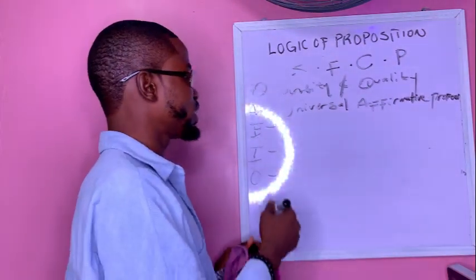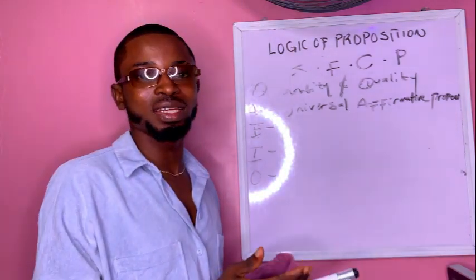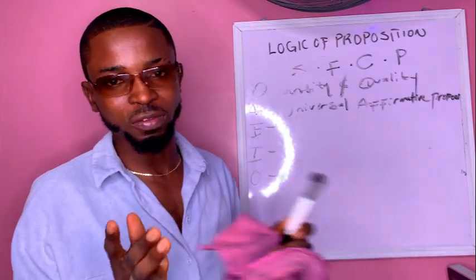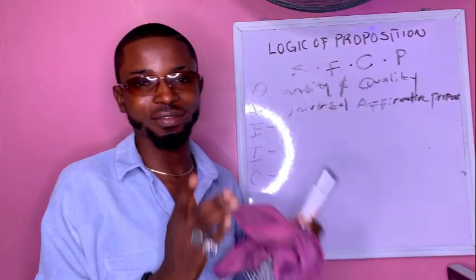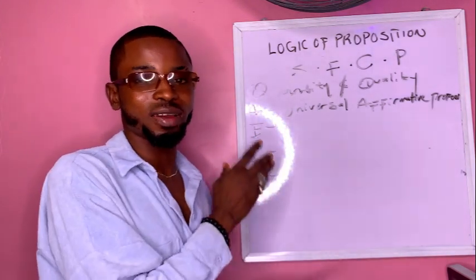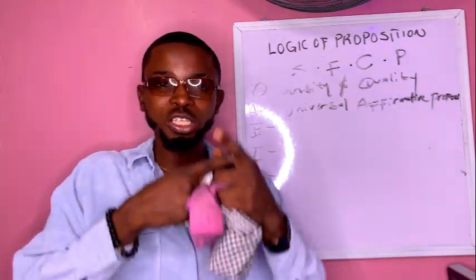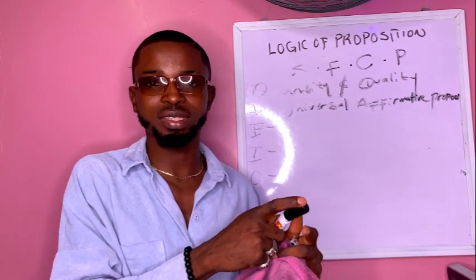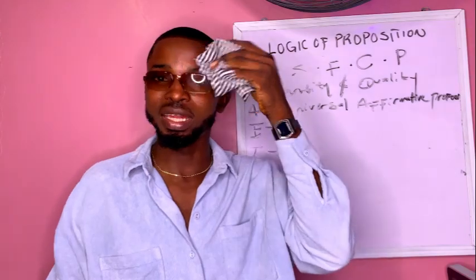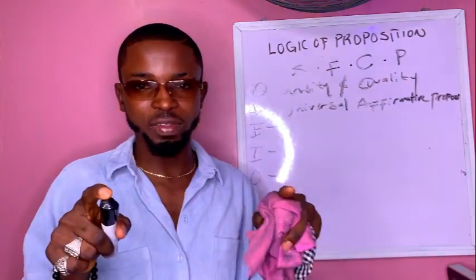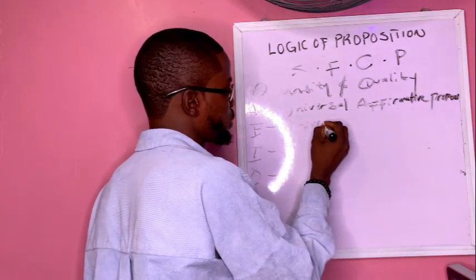Then E proposition is saying that what? No humans are mortals. Check the class of human, none of them are mortals. Sure you understand? So it's saying that check all the humans that we have at all, none of them are mortals. So the quantity is universal because it's making reference to all the members of the class in the subject term. Let's say for instance we have something like no men are women. It is telling us that check all the men, none of them are women. So the quantity is universal.